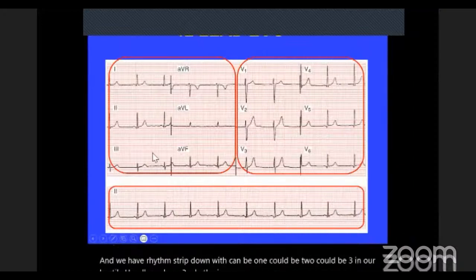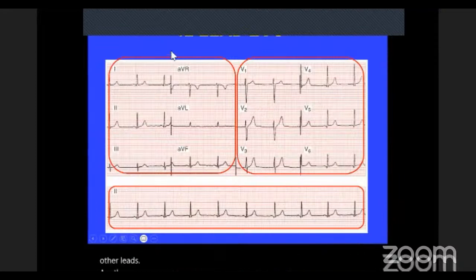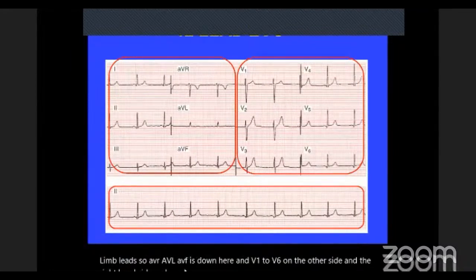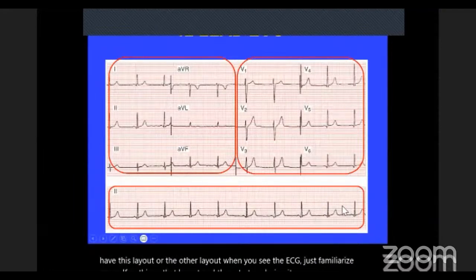When we start analyzing an ECG for the rhythm, we start with the rhythm strip here. Then we go on to assess the other leads. In other hospitals, you will see that they put the 6 limb leads on one side, so AVR, AVL, AVF down here, and V1 to V6 on the other side, and the rhythm strip below that. So you could have this layout or the other layout. When you see the ECG, just familiarize yourself with whether it is this or that layout, and then start analyzing it. Any questions so far?